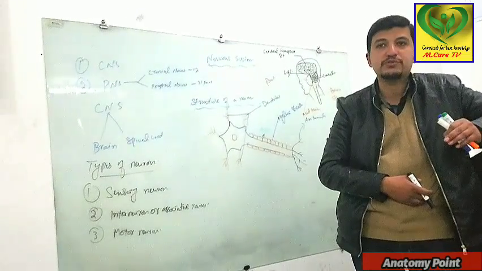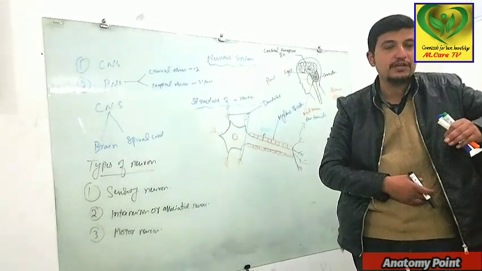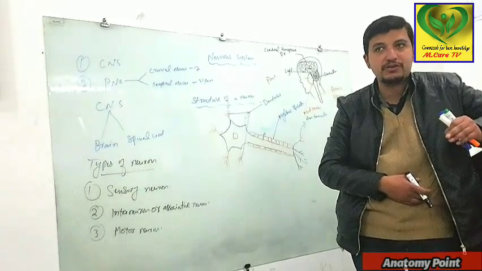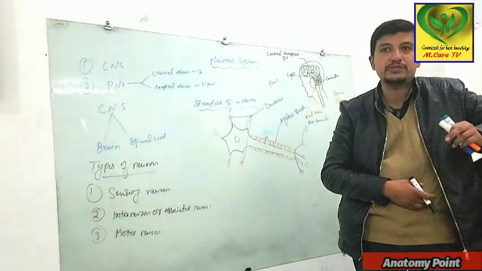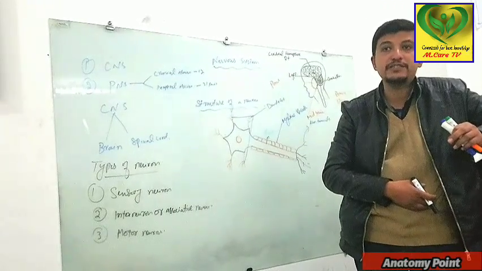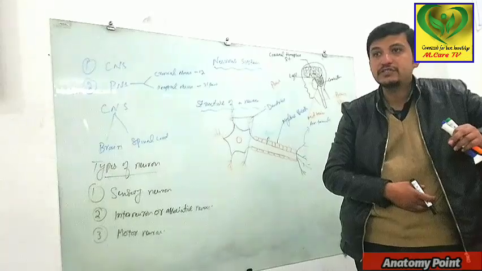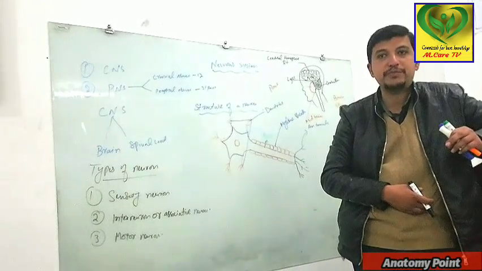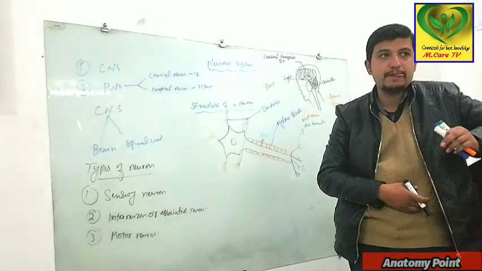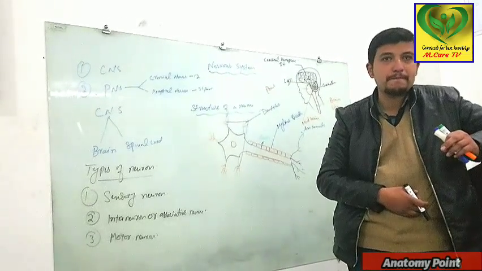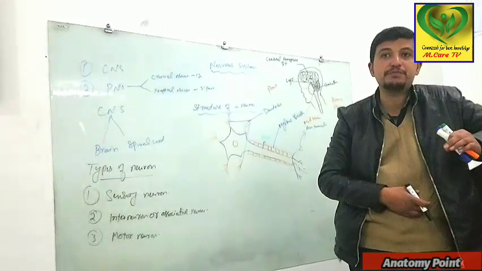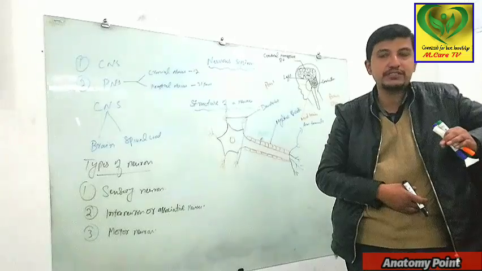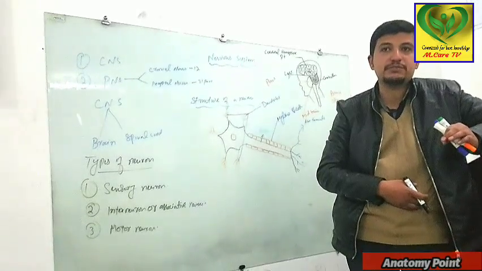There are two types of stroke: one is hemorrhagic, one is ischemic. If there is insufficient supply of blood to that area of the cerebral cortex, then that area will be damaged. That is called ischemia, and the person will get an ischemic stroke. The symptoms will appear in less than 24 hours. That can also affect the speech area, which is Broca's area inside the central nervous system.